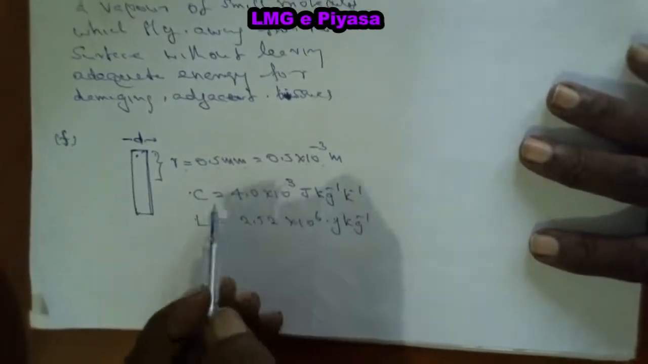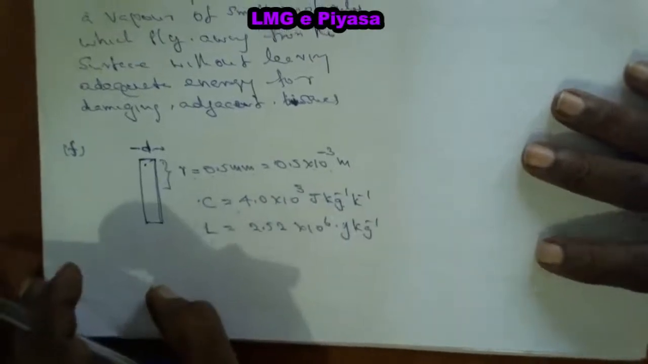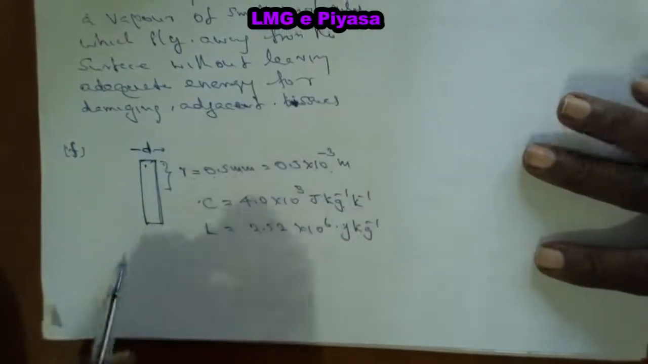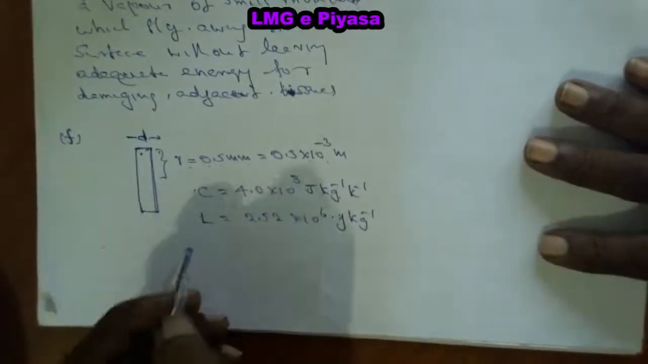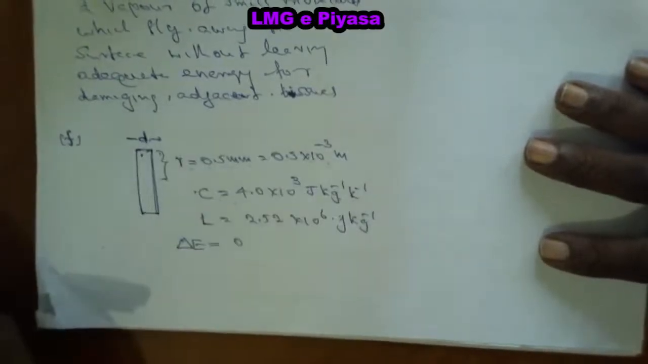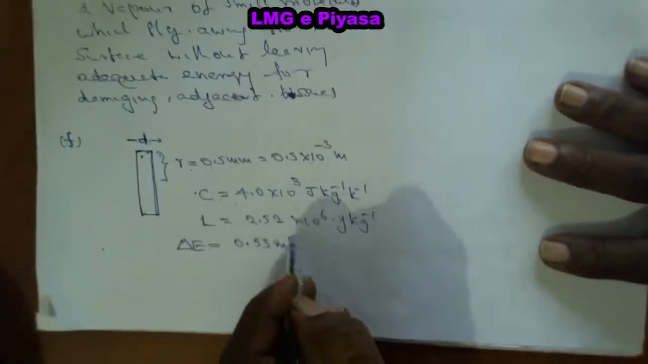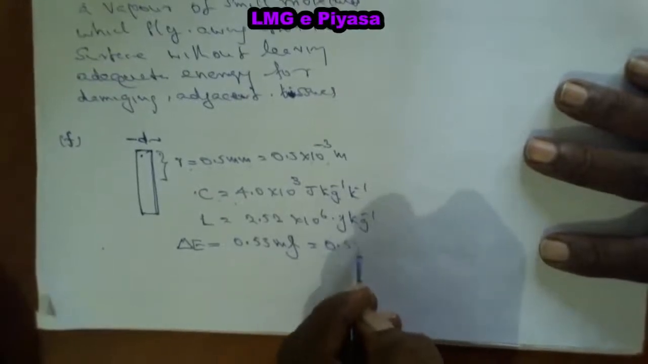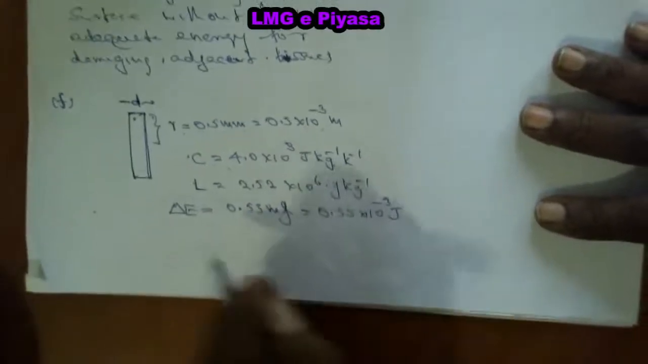Now C, specific heat capacity is given, latent heat also given. But they are asking what is the width of this removed layer, right? Then total energy used also given, delta E equals 0.55 millijoules, that equals 0.55 into 10 to the power of minus 3 joules, like that.